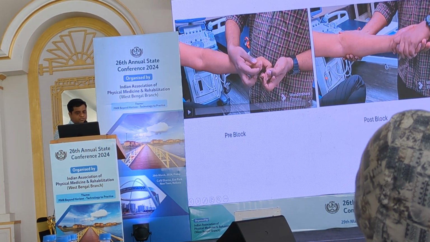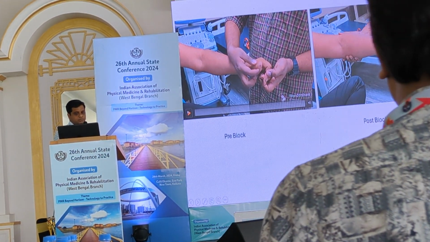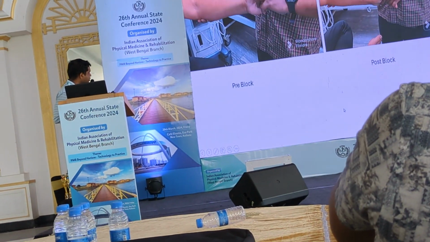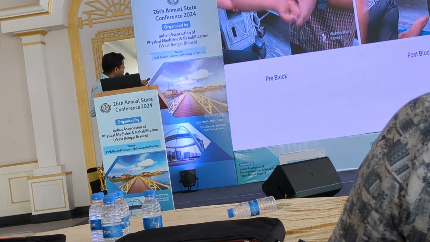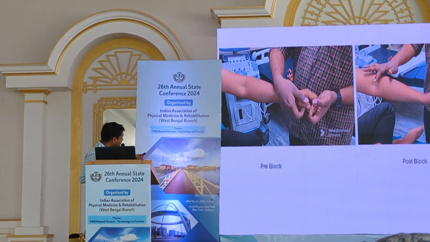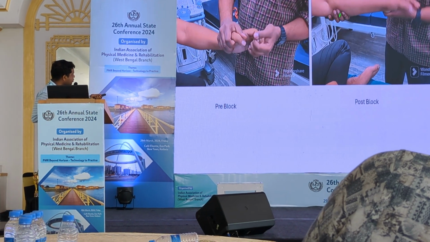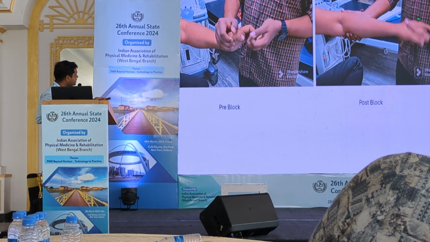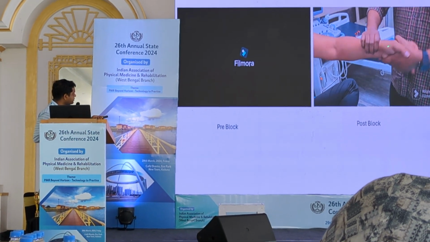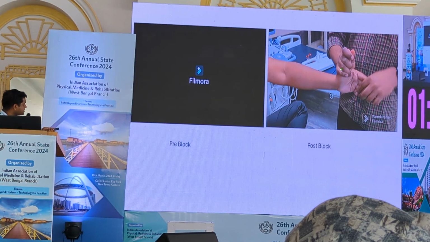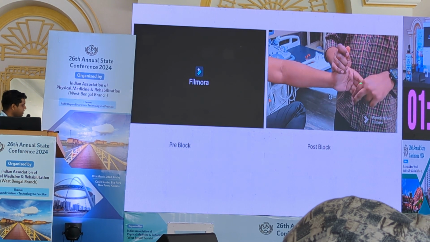So what is the result of these blocks? Previously there was pronation spasticity, long finger spasticity and thumb flexor spasticity. But after the block, there is absolutely no pronation spasticity. It's very easy to move. The wrist spasticity has also decreased significantly. The thumb flexion has gone, and the long finger flexor spasticity has also reduced significantly.